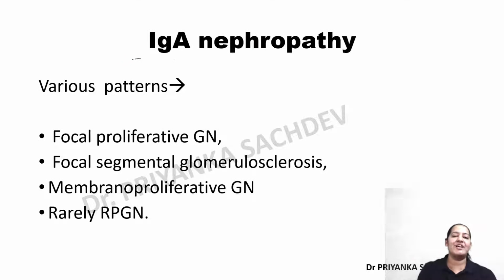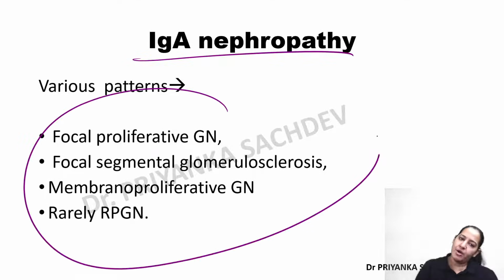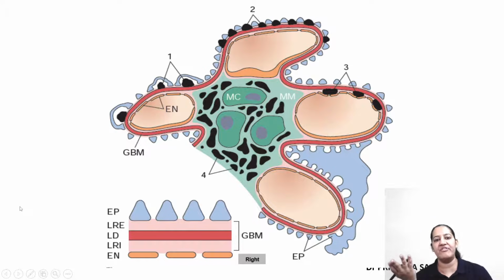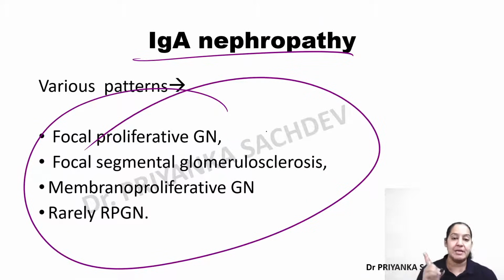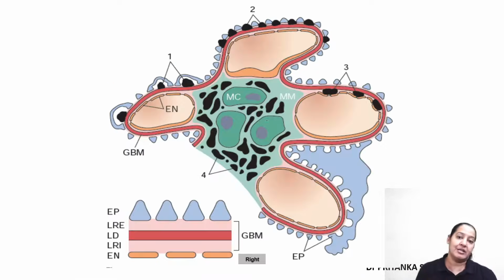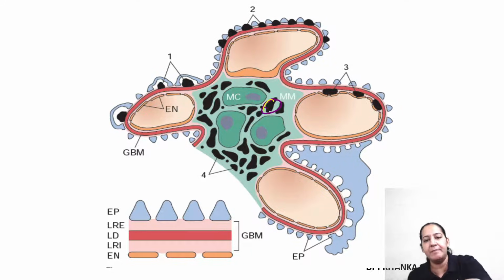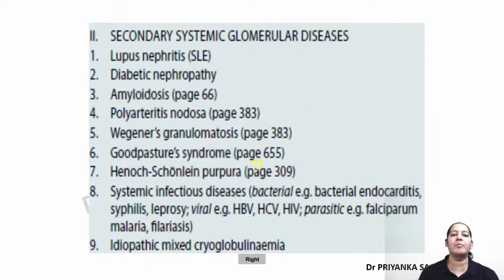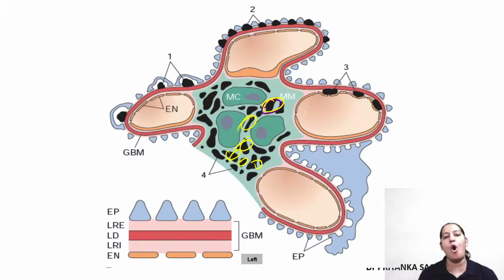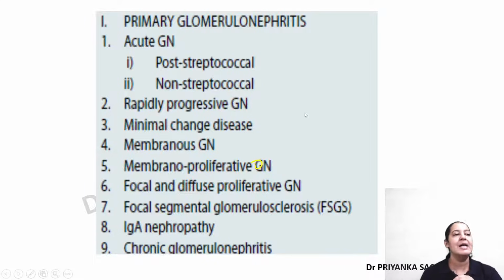The last one is IgA nephropathy. There is no diagram of it. Any diagram can work. There is no fixed diagram. Only one finding: the deposits will be mesangial. Exclusively, the deposits will be mesangial here. All the deposits will be mesangial. That is the primary glomerulonephritis. I am done with all primary glomerulonephritis, the 9 types of primary glomerulonephritis.